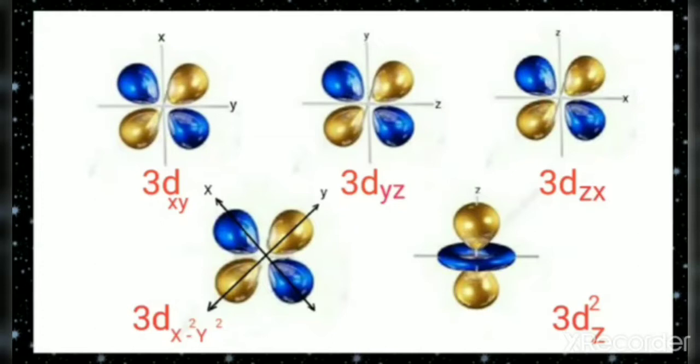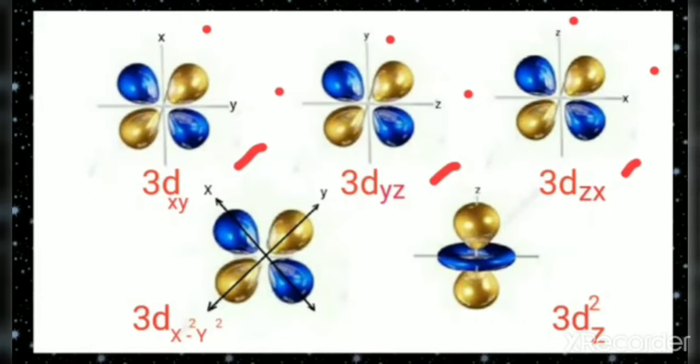The 3 orbitals dxy, dyz, and dzx are similar. Each consists of 4 lobes of high electron density lying in the xy plane for dxy, the yz plane for dyz, and the zx plane for dzx, respectively. So these lobes lie in between the principal axes.